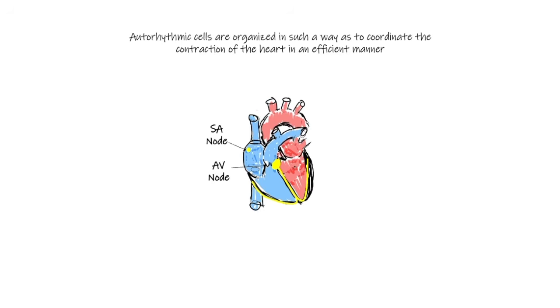From the AV node, the electrical signals continue through the bundle of His, into the right and left bundle branches, and then through the Purkinje fibers. The Purkinje fibers rapidly distribute the electrical signal through the ventricular myocardium. The electrical signal is conducted through the ventricles so that ventricular contraction generally proceeds from the apex, which is here, toward the base, which is here. This helps direct blood toward the pulmonary artery and aorta.